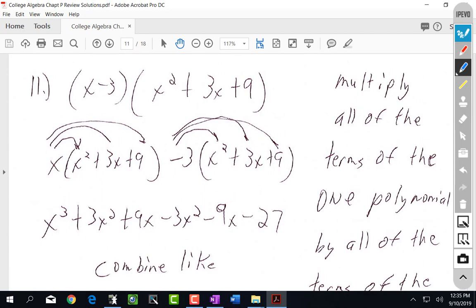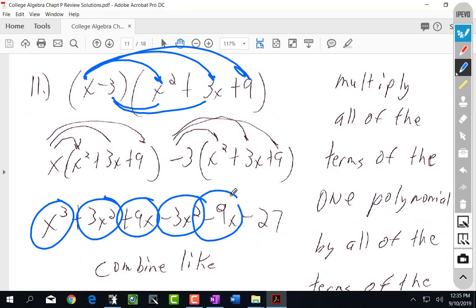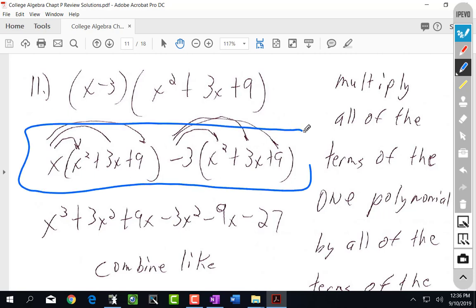So that means I'm going to take this x and multiply by x squared. That's going to give me x cubed. I'm going to take this x times 3x, that's going to give me 3x squared. I'm going to take this x times 9, that's going to give me plus 9x. Now that I've done that, I'm going to take this negative 3 and multiply it on through, so it's negative 3x squared minus 9x minus 27. So you multiply all the terms of one polynomial by all the terms of the other. So I separated it out right here so everybody can see that separately.